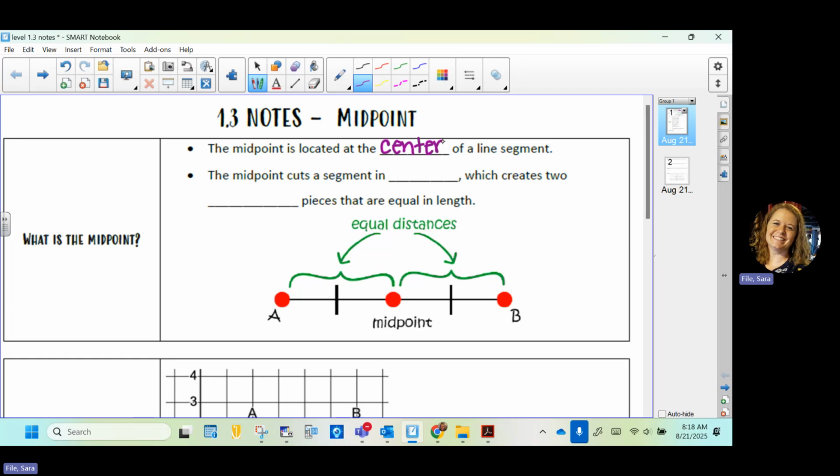But just know that it is the exact middle. So it is the exact center or exact middle.